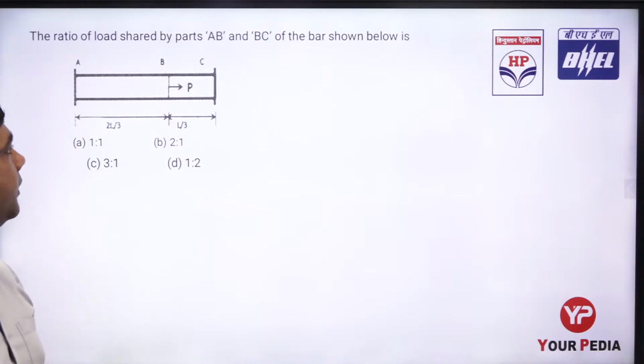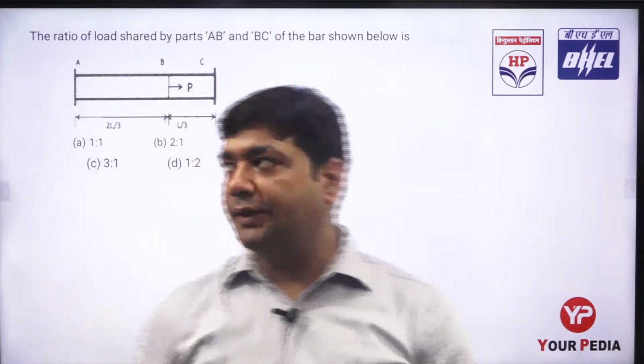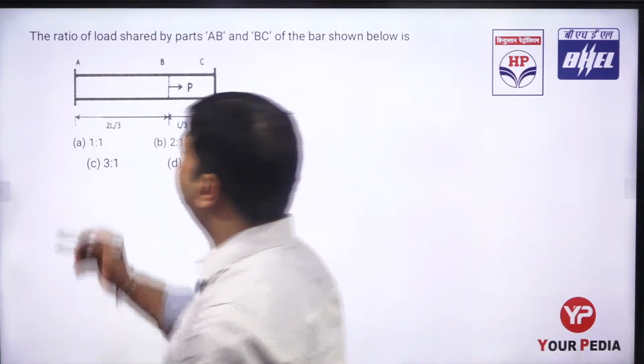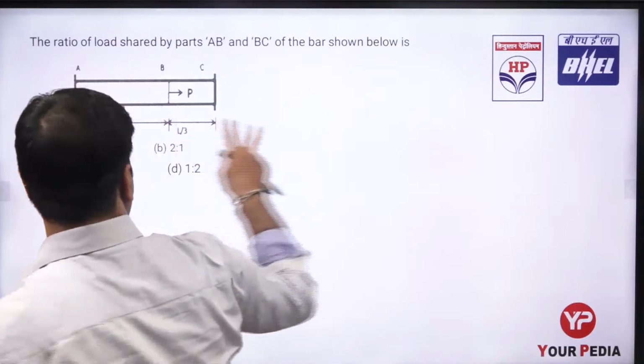Option D. Okay. Now I am going to solve the numerical. There are two approaches to solve the numerical. You can see the member is going to be fixed by the support at point A.